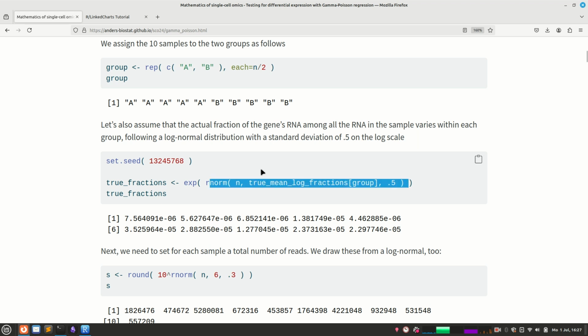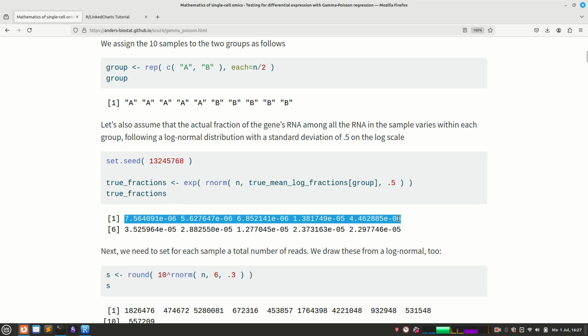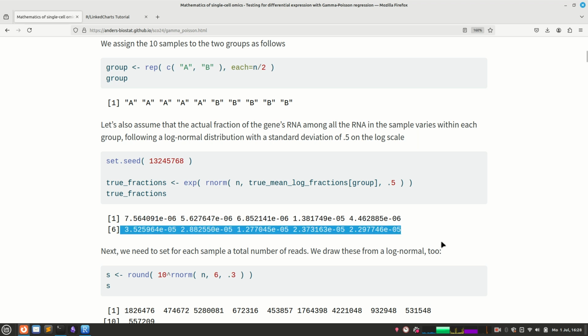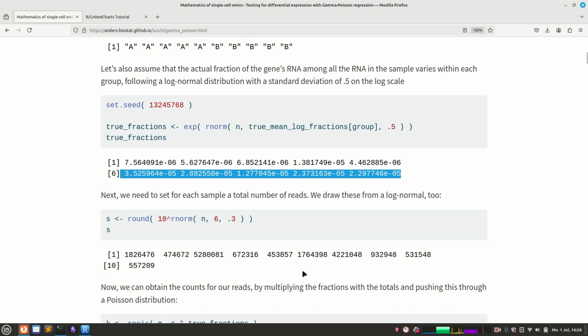And because this was the log mean fraction, I want the actual true mean fractions, so I exponentiate. And as you can see, the individual ones are around 10 to the minus 5, and the group B ones are around 2 times 10 to the minus 5. The next thing I need to simulate is the total count. How many reads have I got in total to compare this with? And here I've again used a log normal distribution for this, and this sample has a total of 1.8 million reads. So they have between 500,000 and 2 million reads typically.